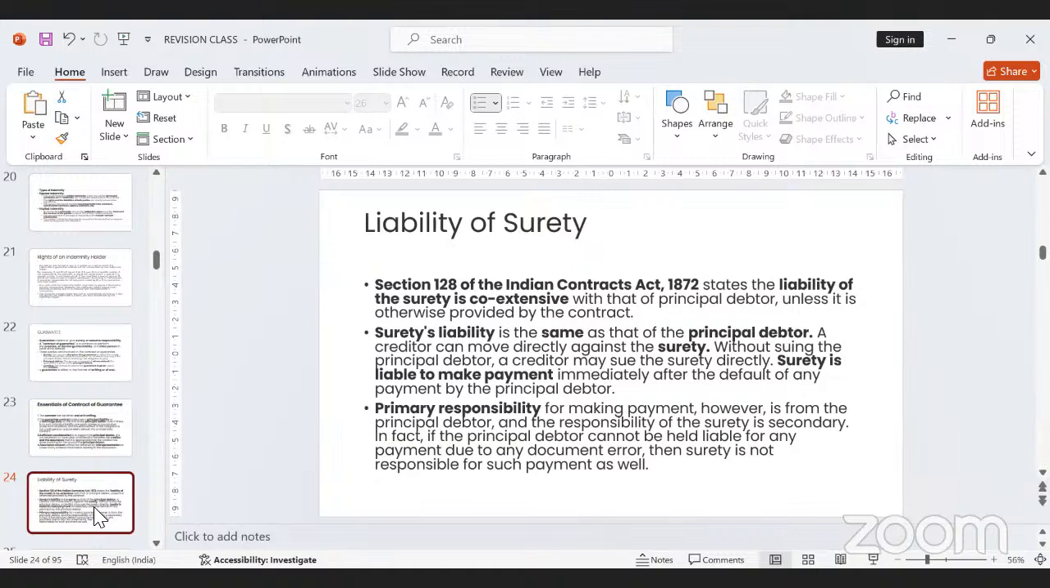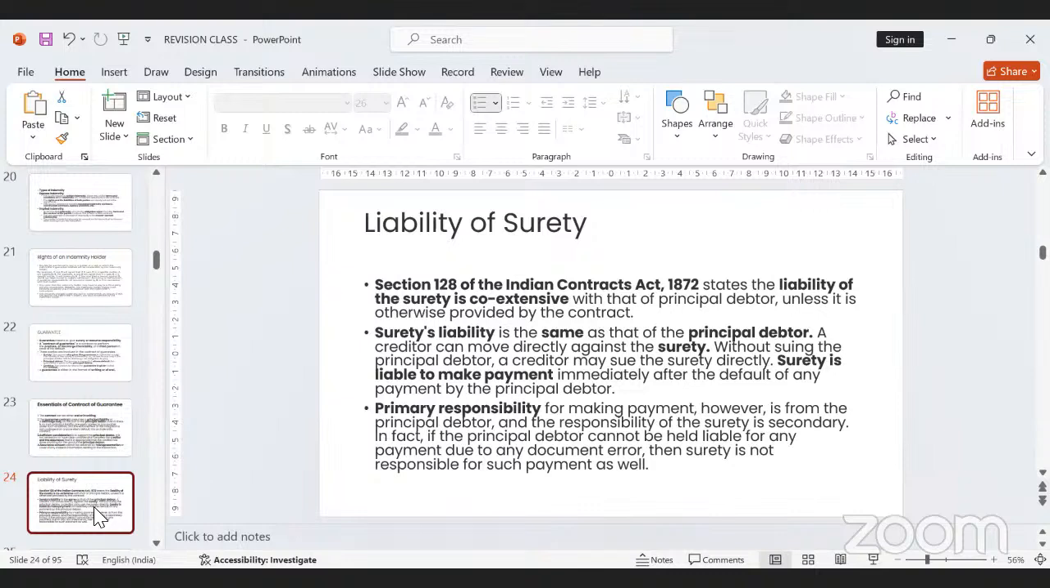So in this example, I borrowed 1 lakh rupees from SBI and my friend has signed a surety. If for some reason I am discharged from the liability, if SBI says, okay, you need not pay, they can't say you need not pay to me and then ask my friend to pay the money. No. If I am discharged of my liability, then my friend cannot be held liable.